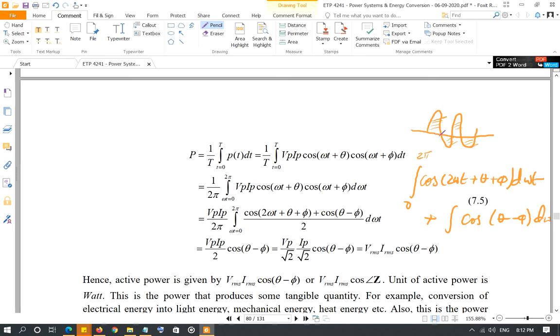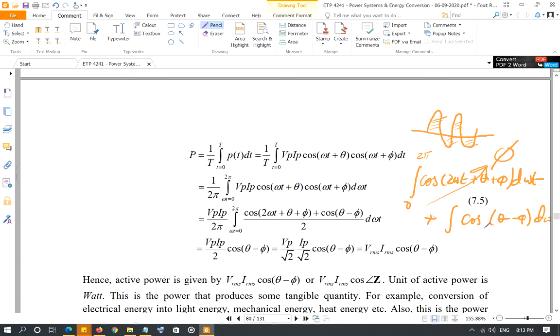Now if this would be 1.5 cycles, then of course the area would not be 0, and you would have to evaluate it to find the total area. But all the complete cycles, if you add them over one time period or 2 time periods, they will always give you 0 area. So this is basically going to turn out to be 0, and the only thing left is this.